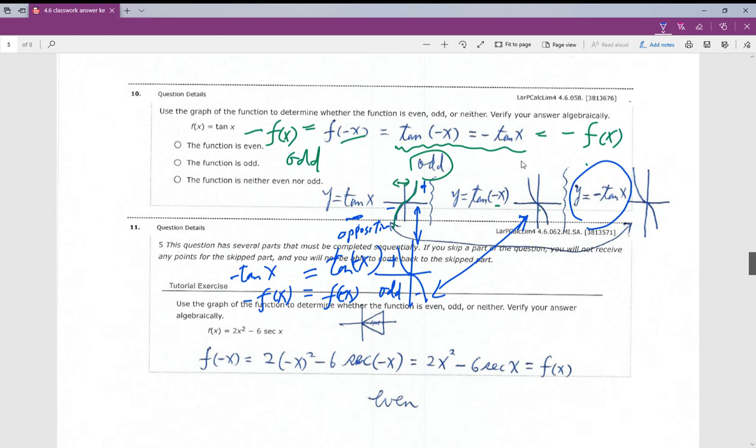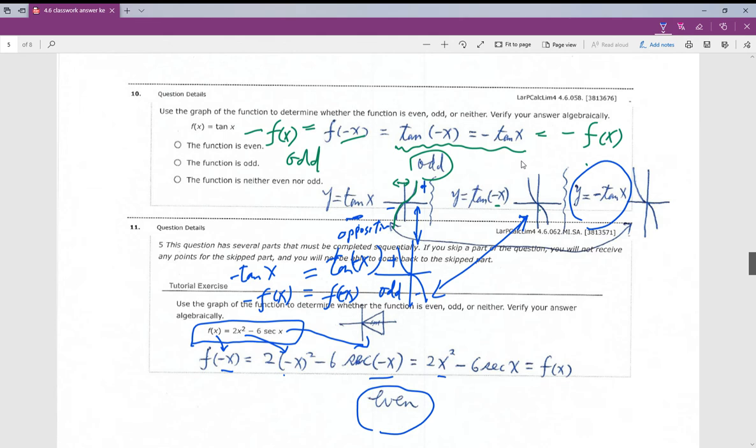And the number 11, you want to check if this is an even function or not. So same thing, you just algebraically input the negative x into the function, and then simplify. Negative x squared is still x squared, right?